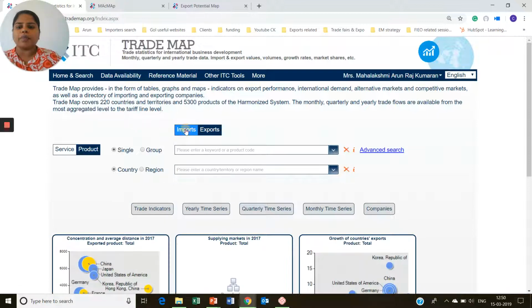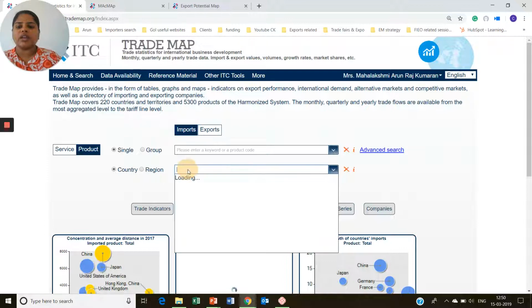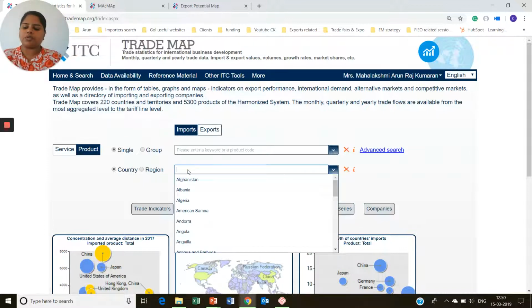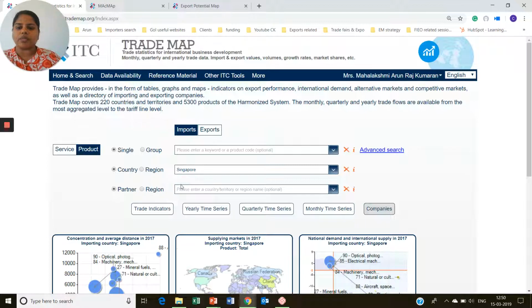If you want to know a particular country's imports, click on imports. For example, most people from India would like to export to Singapore, Malaysia, UAE, because they think these are the countries which have good scope. I tend to differ, because that is the beauty of the export business. Every market has its own opportunities and its own challenges.